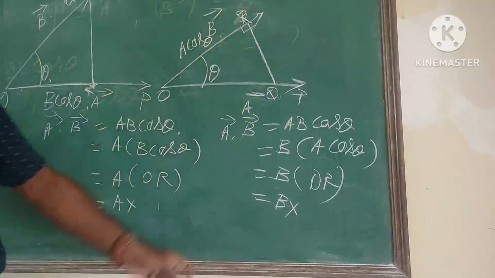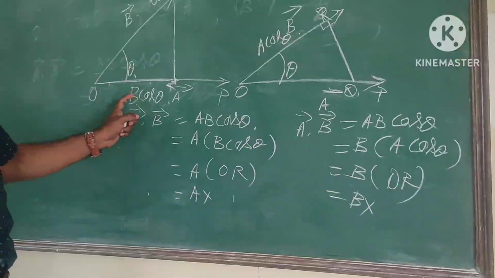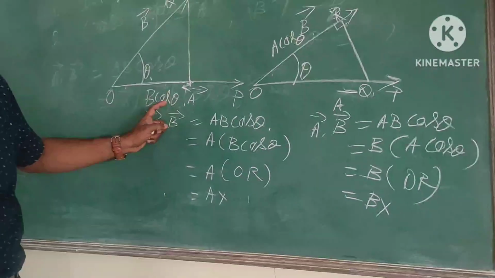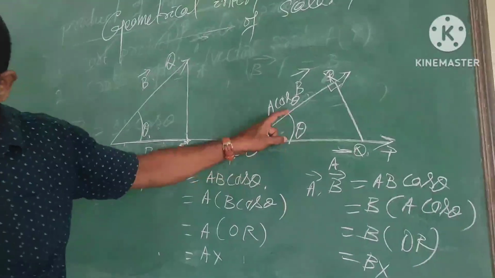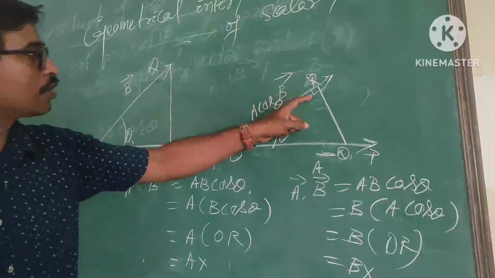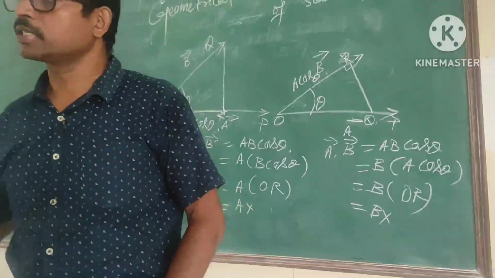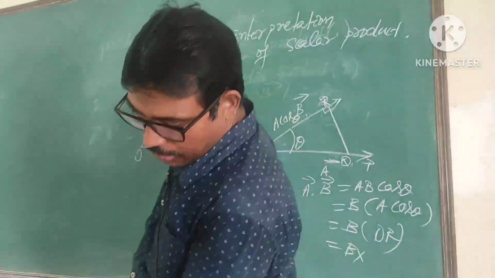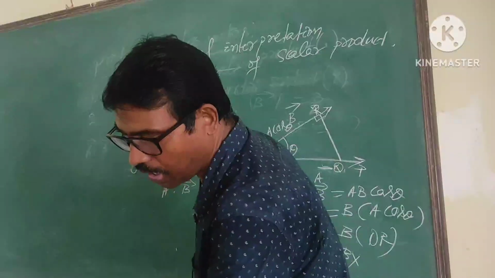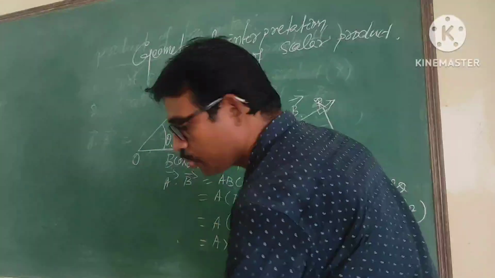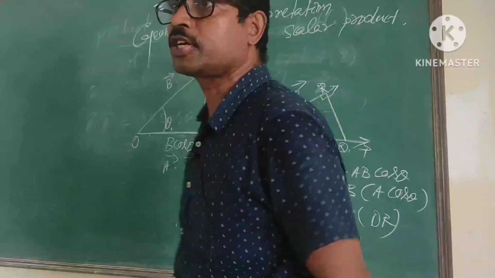b. So one thing, you remember, you are getting here b cos theta, which is the projection of b onto the a vector. Here it is the projection of a onto the b vector. That means the scalar product of two vectors. Geometrically, how can you say? The product of two vectors is equal to the product of the magnitude of one vector and the magnitude of the component of the other vector in the direction of the first vector.